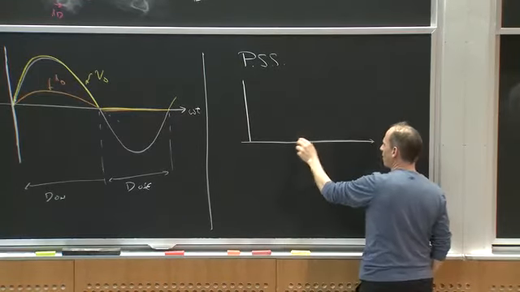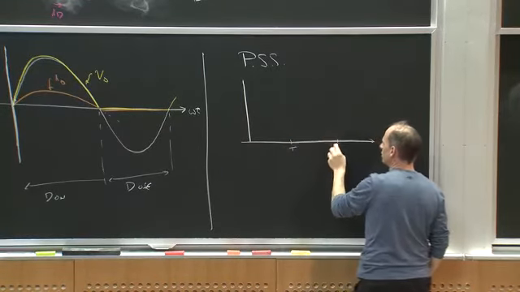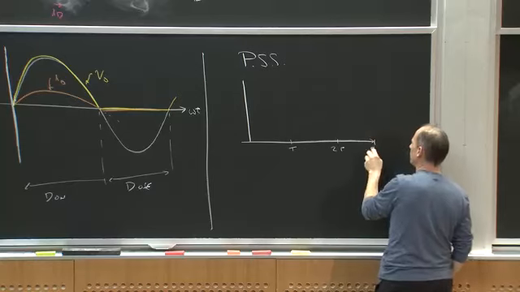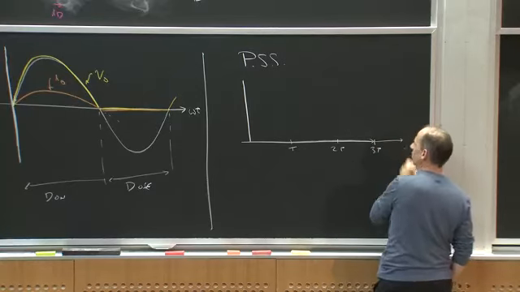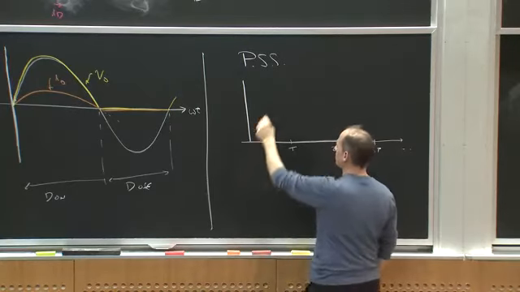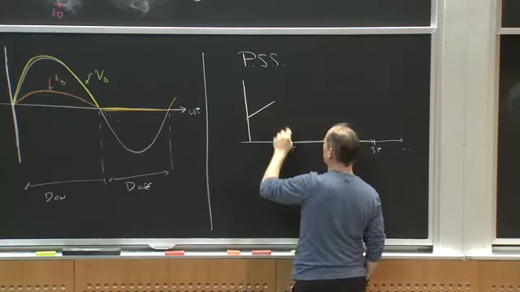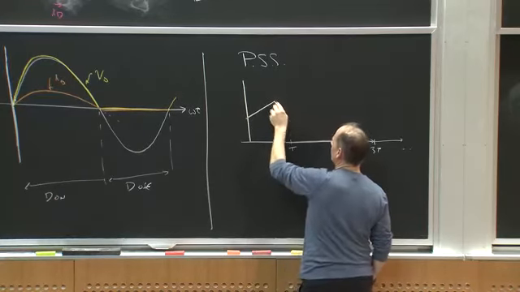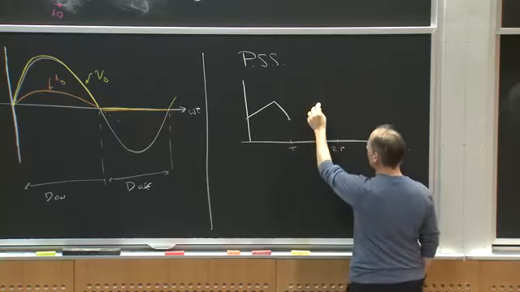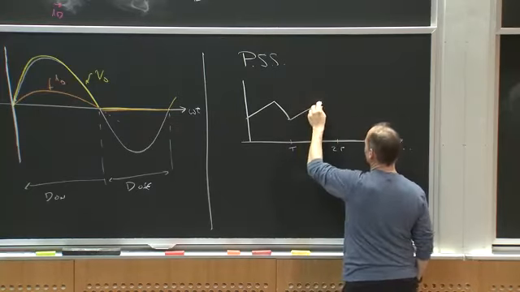So suppose I have some operating period t, 2t, 3t, et cetera, okay? I would be in periodic steady state operation if every operating cycle was some carbon copy. So if I looked at all the waveforms, if it did something in this cycle, it would do the precise same thing in the next cycle.